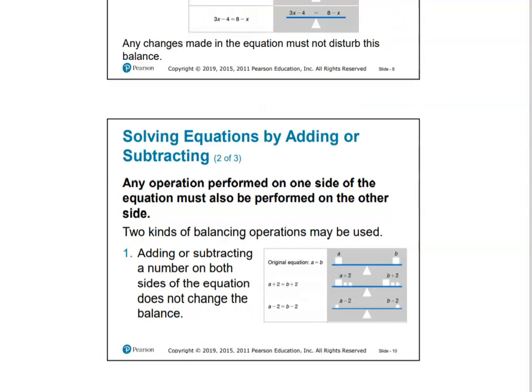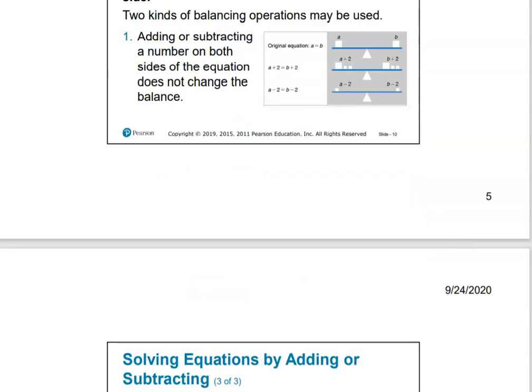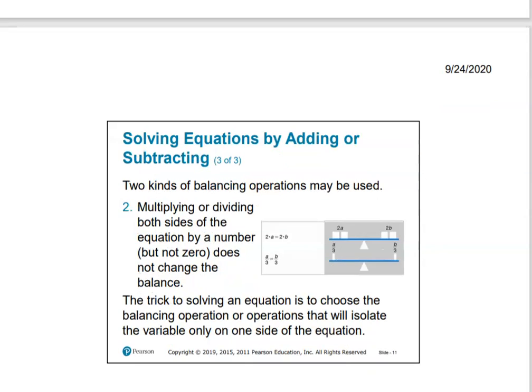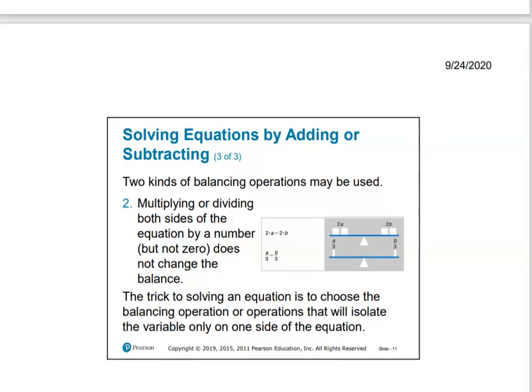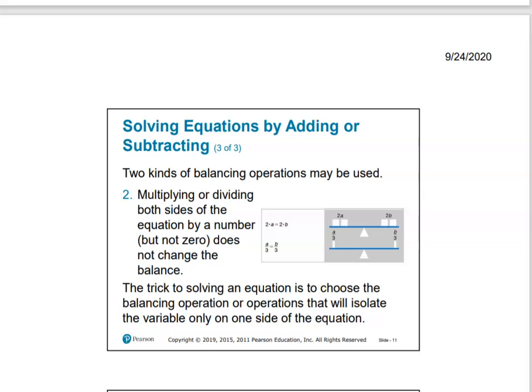Any operation on one side of the equation, and we're talking about when we say one side of the equal sign, must also be performed on the other side. Two kinds of balancing operations may be used. Adding or subtracting a number on both sides of the equation does not change the balance. Also, if we multiply or divide on both sides of the equation by a number not equal to 0, that's not going to change the balance. So those are something that you're able to do.